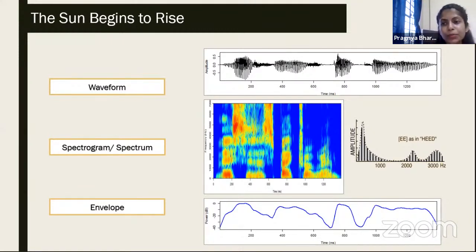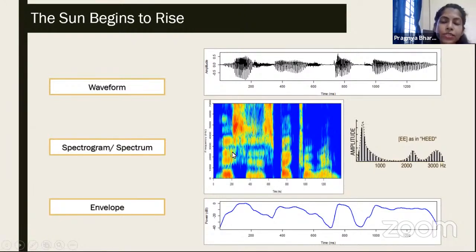Here there are a few ways that have been used to represent a sound visually for our understanding. All the three pictures you see here represent the same sentence: the sun begins to rise. The first one here is a waveform representation. A waveform representation is nothing but the amplitude fluctuation that happens over a duration of time. Next, you see the spectrogram.